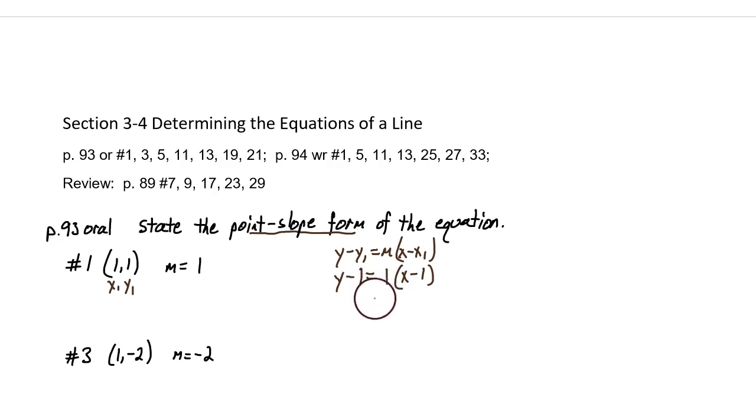And it's a useful form because if we know what the numbers in the different positions mean, it tells us information about the graph. The number here in front of the parentheses is telling us the slope of the line. The number here after the minus sign next to x is telling us the x-coordinate of a point, and this number here is telling us the y-coordinate of a point on the line.